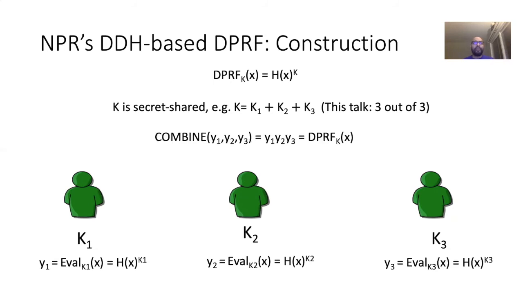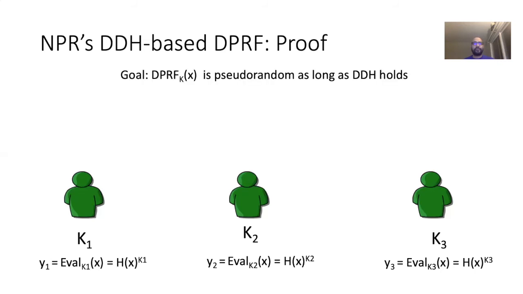Then on receiving the partial evaluations y1, y2, and y3, they can be combined simply by multiplying, in this case, and that leads to the output of the DPRF, as the exponents will be added. Now in the proof, the goal is to show that DPRF(X) is pseudorandom as long as DDH holds, but the difference from the standard PRF setting or the non-interactive setting is that this should hold even if some number of parties are corrupt.